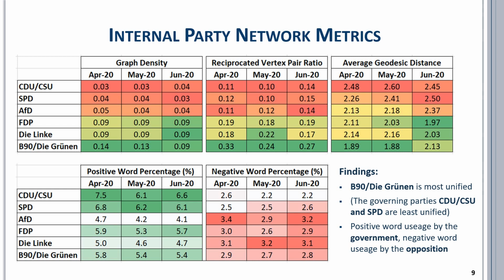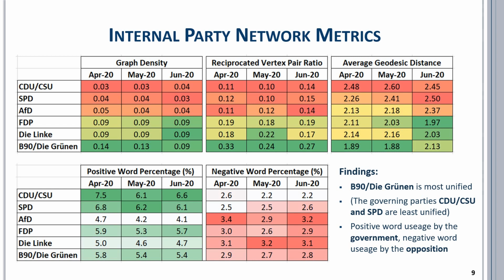We can see that the Green Party has the most dense network. At the same time, the reciprocated vertex pair ratio is highest, which points to the fact that the members of the Green Party are talking to each other more than the other parties within their party. And also the average geodesic distance is shortest for the Green Party.